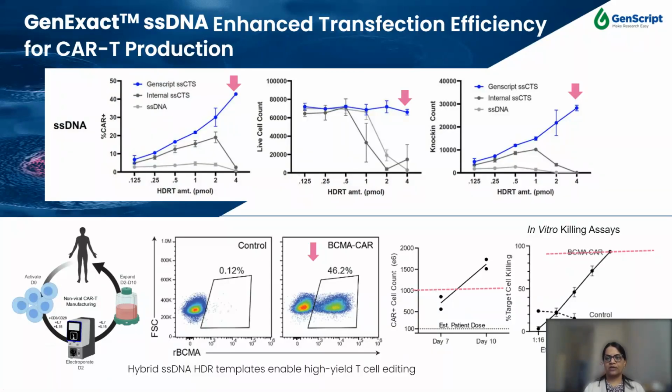they show the knock-in efficiency, where GenScript SSCTC via electroporation without any enhancer can reach 46% knock-in at clinical scale production. And the last two graphs show the knock-in positive live cell count generated by GenScript SSCTC was above the estimated patient dose, and in vitro assay demonstrated efficient killing of PCMA CAR cells.